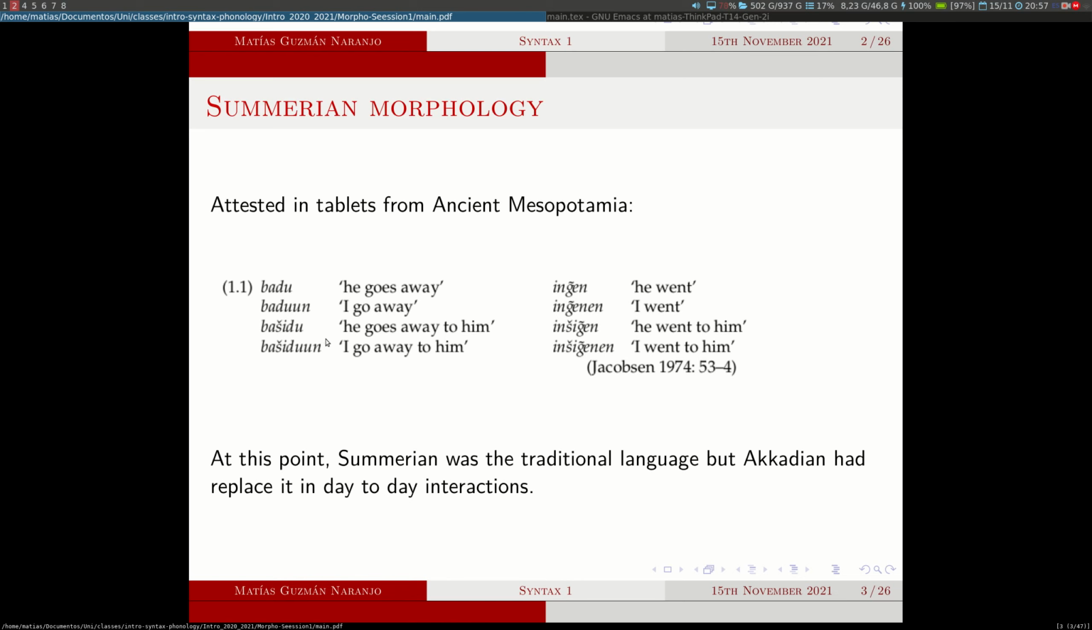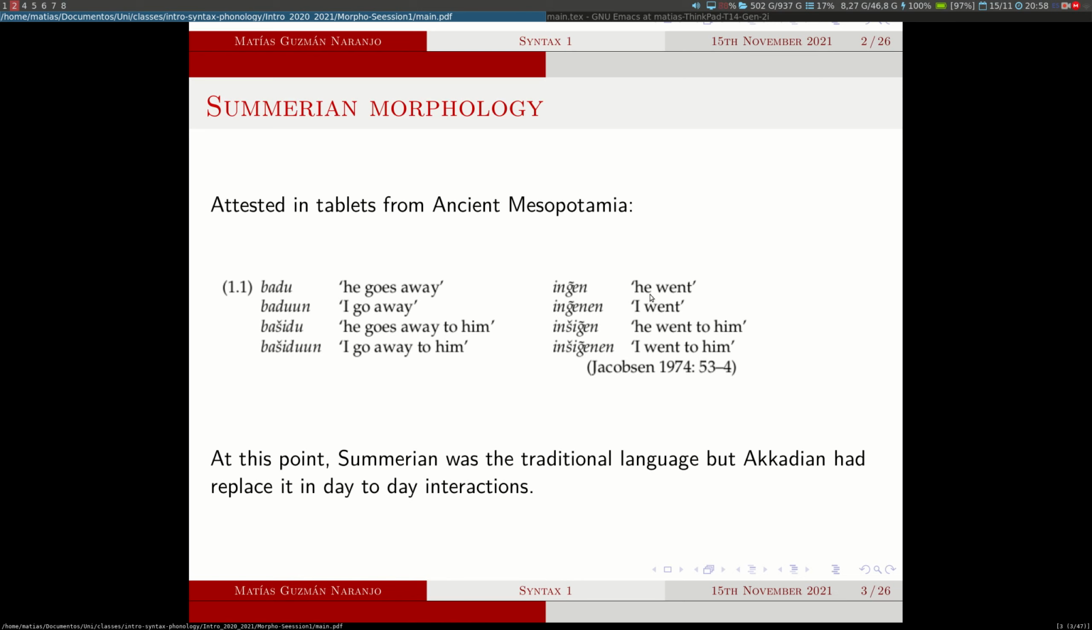If you want to add an additional participant here, so bashidu, you can recognize that badu is still here, so he goes away, that part is still here, but now we have this shidu in the middle as an infix onto the word, which adds this participant to him, this kind of dative. And bashidun, again, same idea. The first singular form is still inside of this form with the dative, and the shi adds the dative.